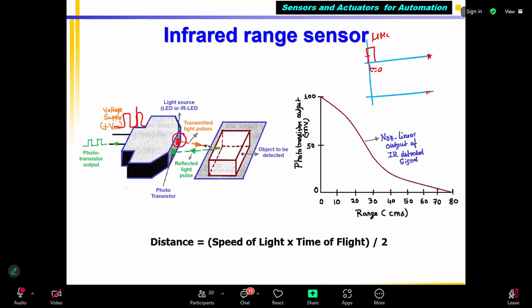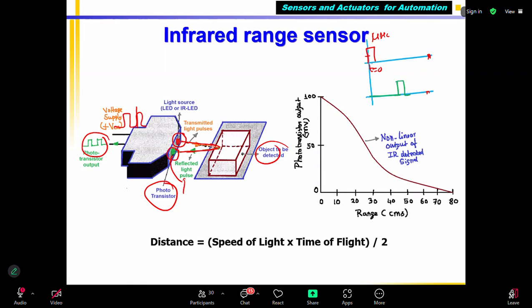Now, this light travels from here and hits this object. This is the object, the rectangle, and the light gets reflected. The light travels back. The received light will be captured by another phototransistor, which is sensitive to IR light. So immediately it will generate a pulse. It generates one more pulse, but the pulse will appear after some time, because you transmitted the pulse earlier.